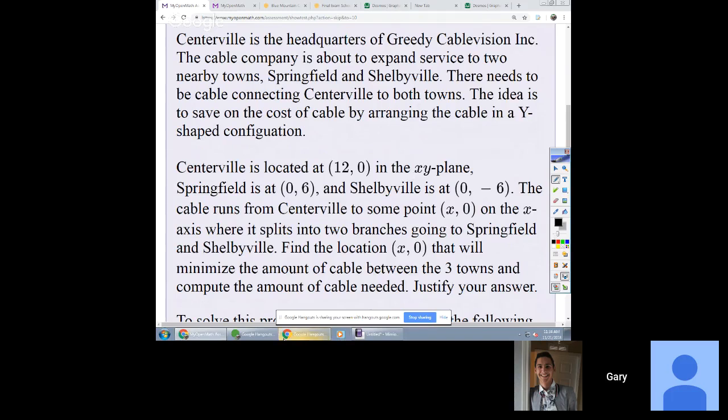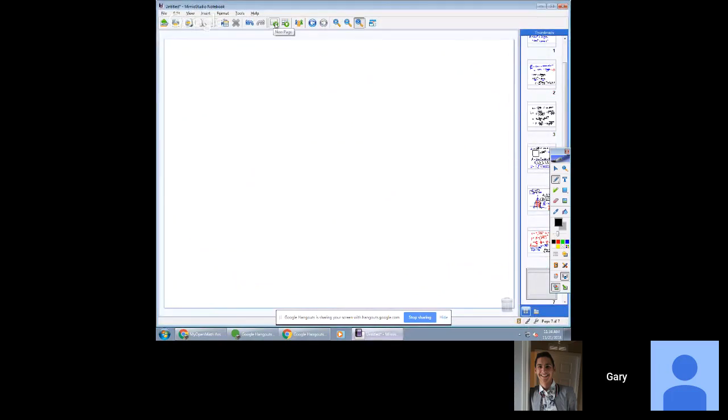All right, so let's see. Hopefully we have similar sketches. So I need x, y, and that's 6, that's -6, 6, and 12. So right here is where Centerville is. And then up here is Springfield maybe, and Shelby is the other one.